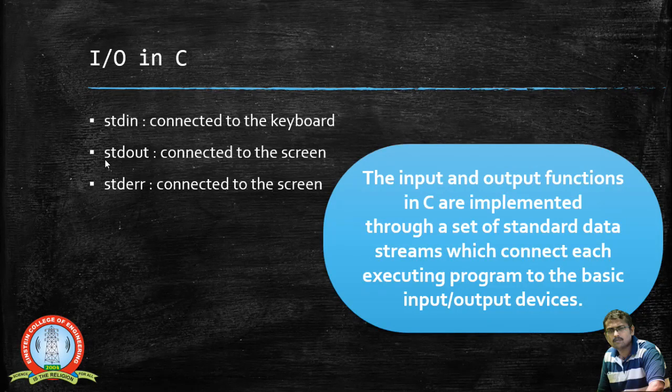When you are going for input, you get the input through the stdin stream. And if you are going to print something on the screen, then you have to use the standard output, which is the output stream.